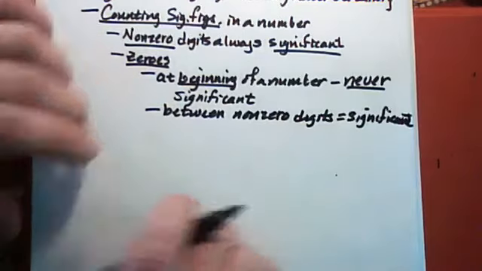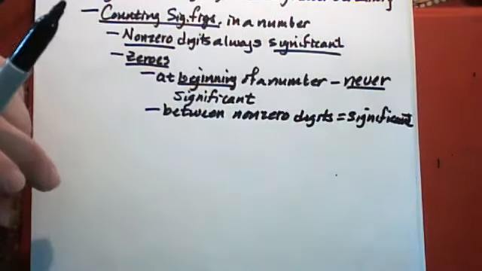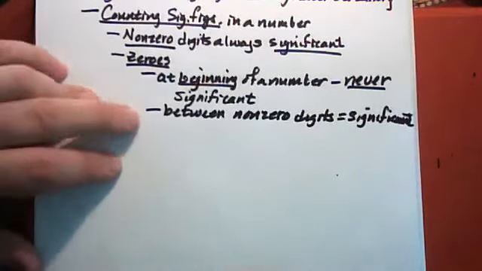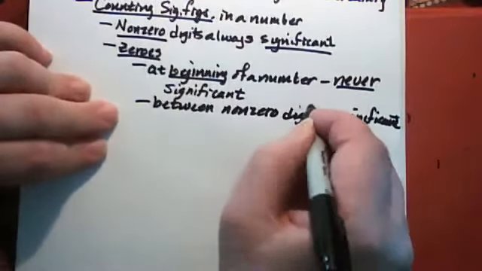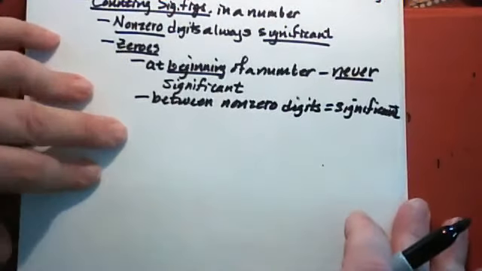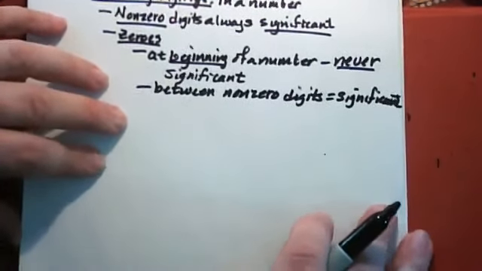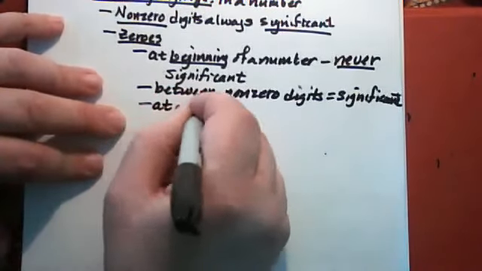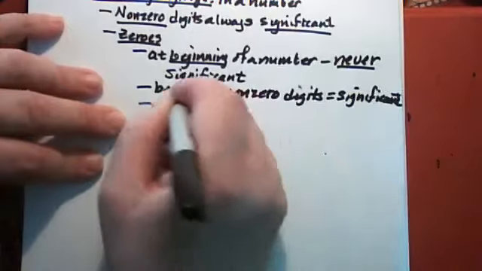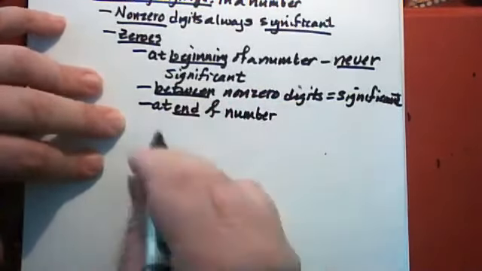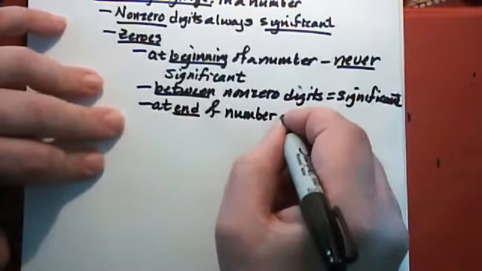They have nothing to do with the accuracy of the number. If zeros come between non-zero digits, they are always significant. So if a zero has numbers on either side of it that are not zeros, then that means it is significant. A zero at the end of the number, oh, this is where it really gets fun.